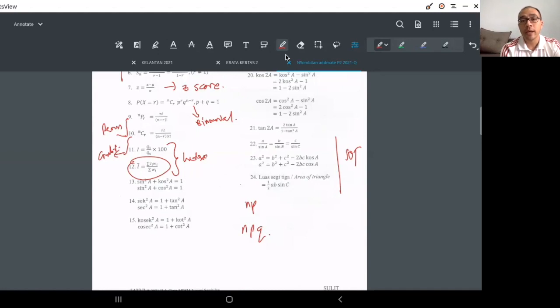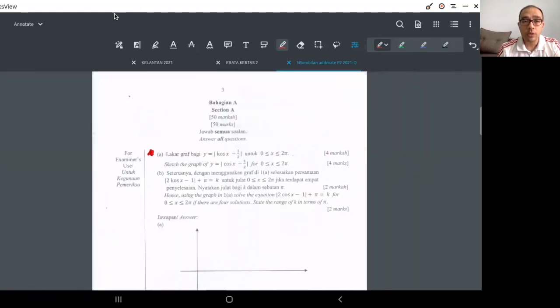I feel that having these 24 formulas, you don't need to memorize anything else, because everything else is either you remember or you don't remember. So I hope that you can remember that. Let's go to question number 1.